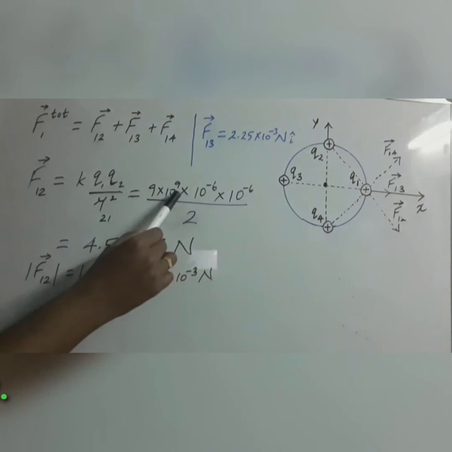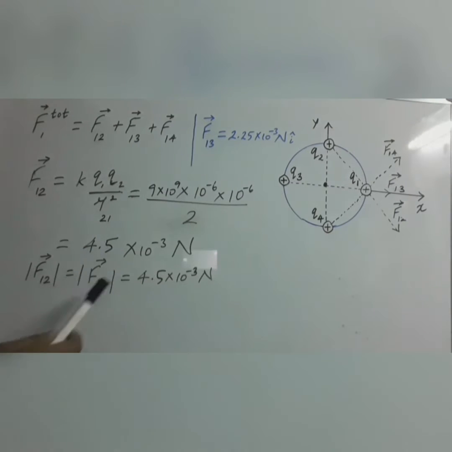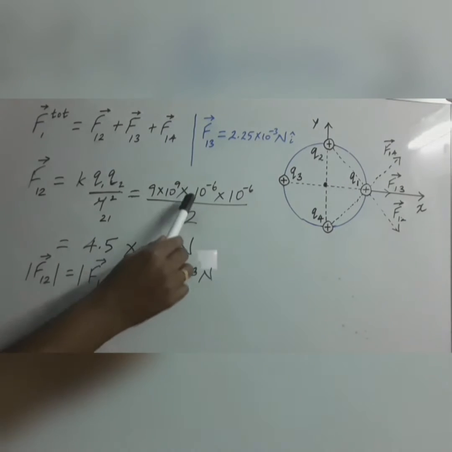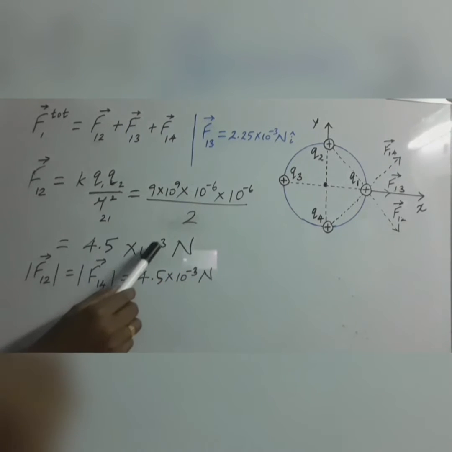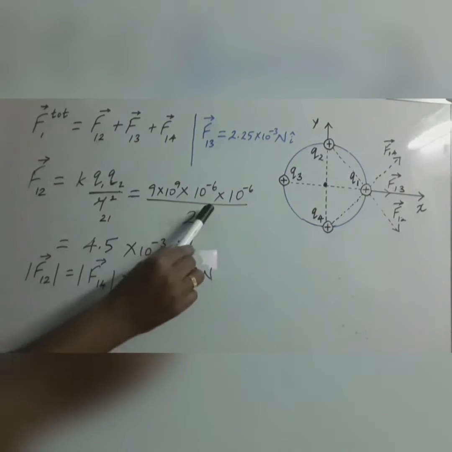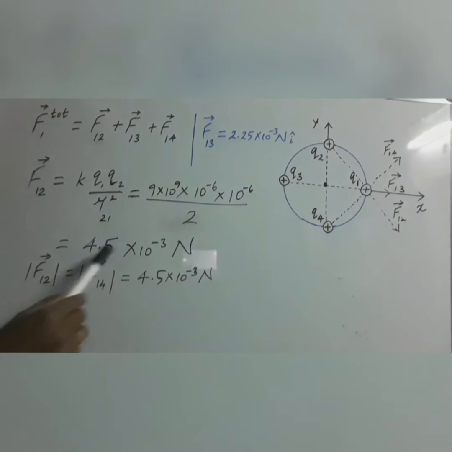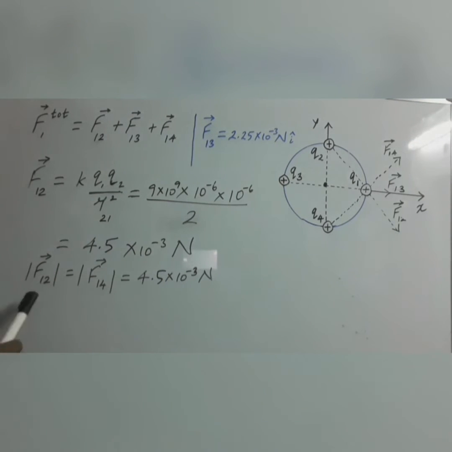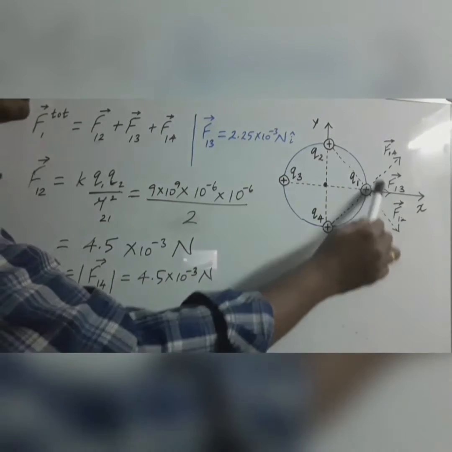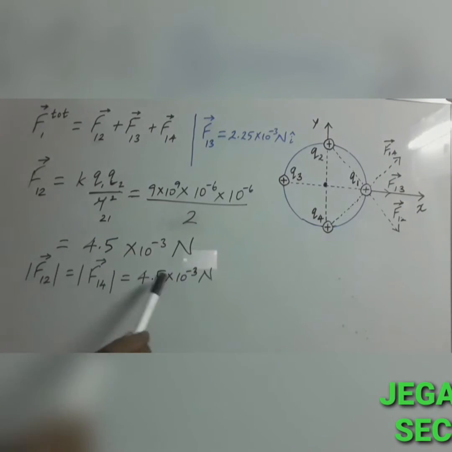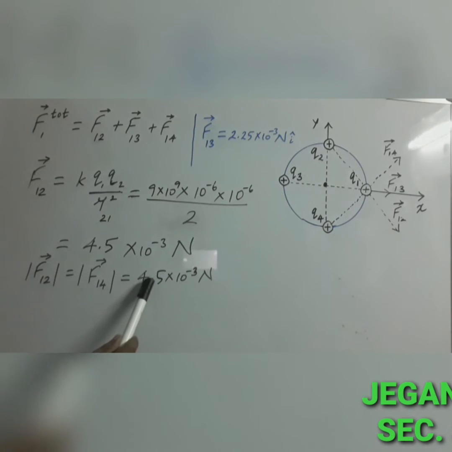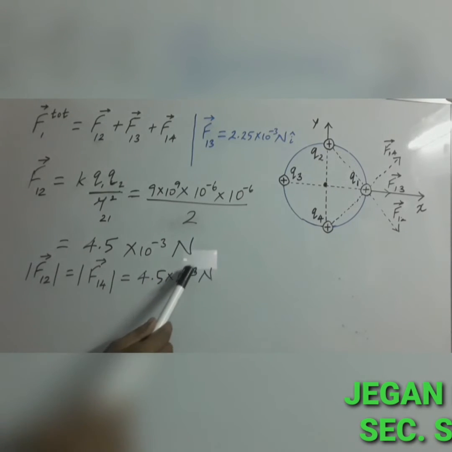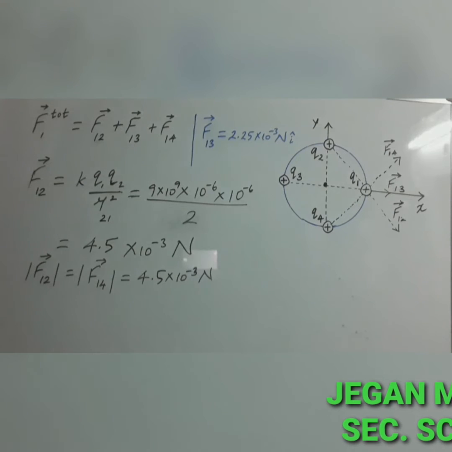Now easily you can solve this. 10 to the power of minus 6 into 10 to the power of minus 6, 10 to the power of minus 12. Here 10 to the power of 9 is there, so 10 to the power of minus 3. 9 is divided by 2. So directly you can write 4.5 into 10 to the power of minus 3 Newton. So magnitude wise, F12 and F14 are equal. So F14 value is also equal to 4.5 into 10 to the power of minus 3 Newton.